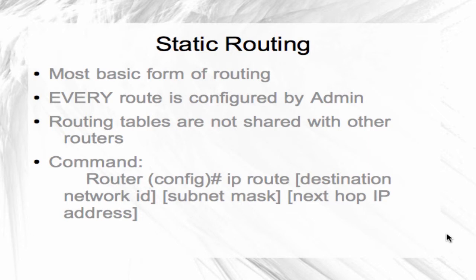To enable this, all we do is from global config type in IP route, the destination network ID, the subnet mask of that network, and the next hop IP address.